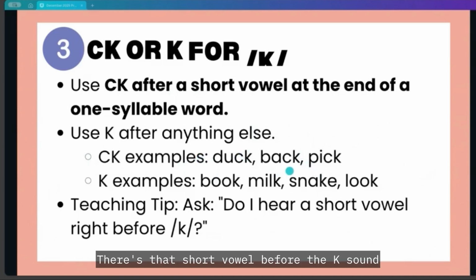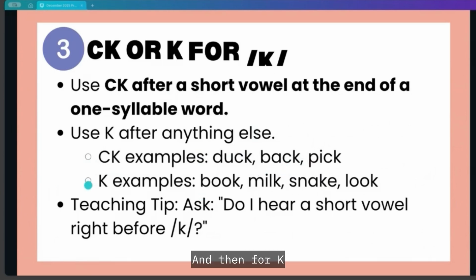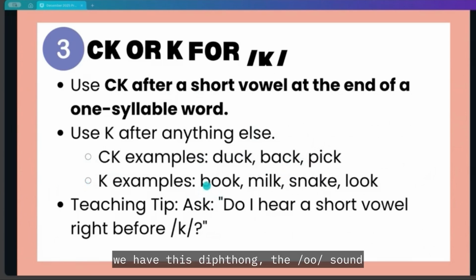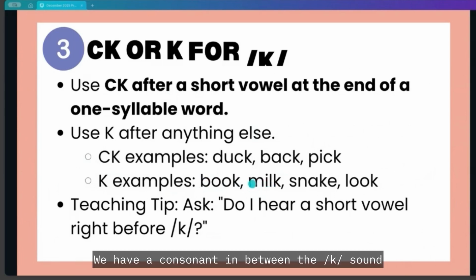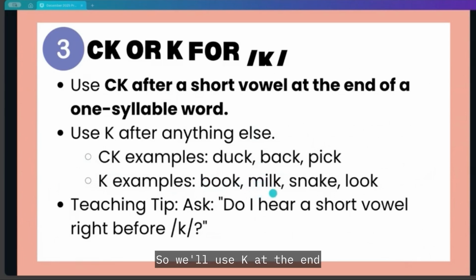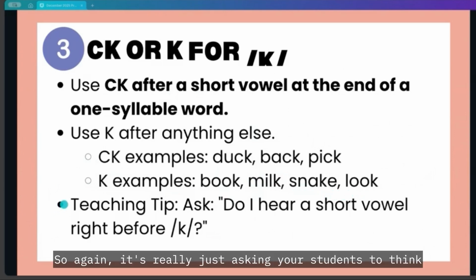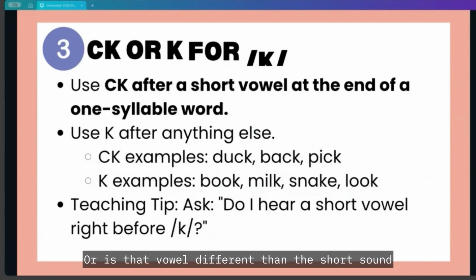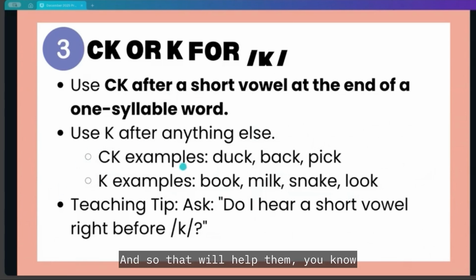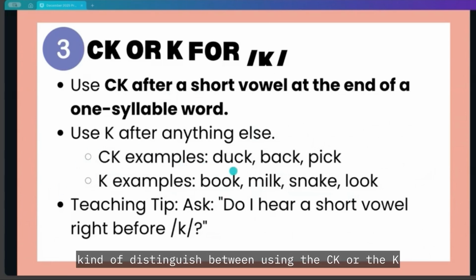So for example, you can see the CK examples: duck, back, pick. There's that short vowel before the K sound. And then for K, we have this diphthong sound. We have a consonant in between the K sound and the short vowel, so we'll use K at the end. We have a long vowel, and then again, that diphthong. So it's really just asking your students to think, do I hear a short vowel right before the K sound? Or is there something in between, or is that vowel different than the short sound that I'm familiar with? And that will help them distinguish between using the CK or the K.